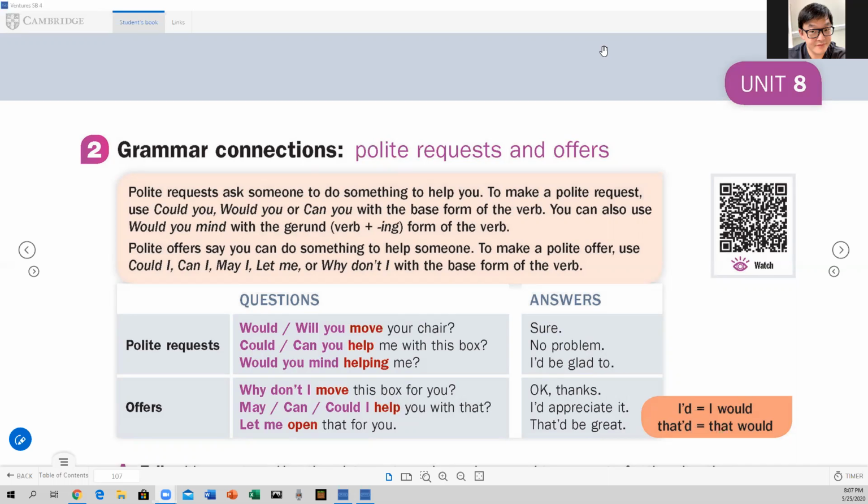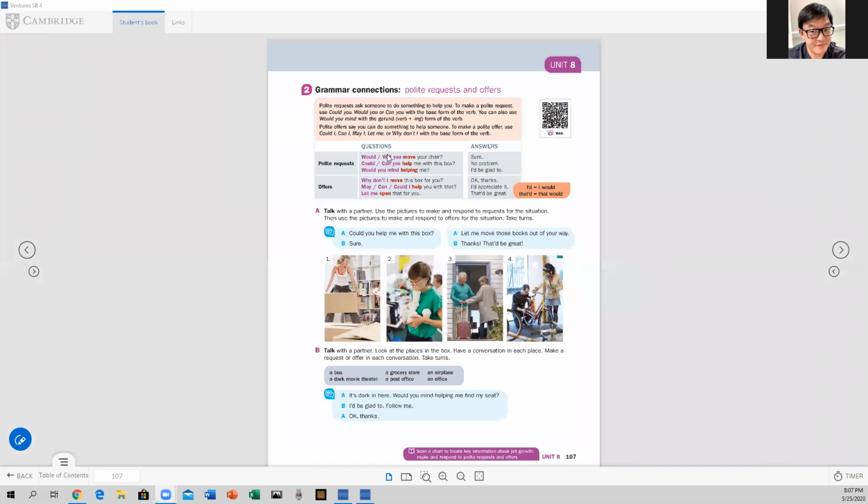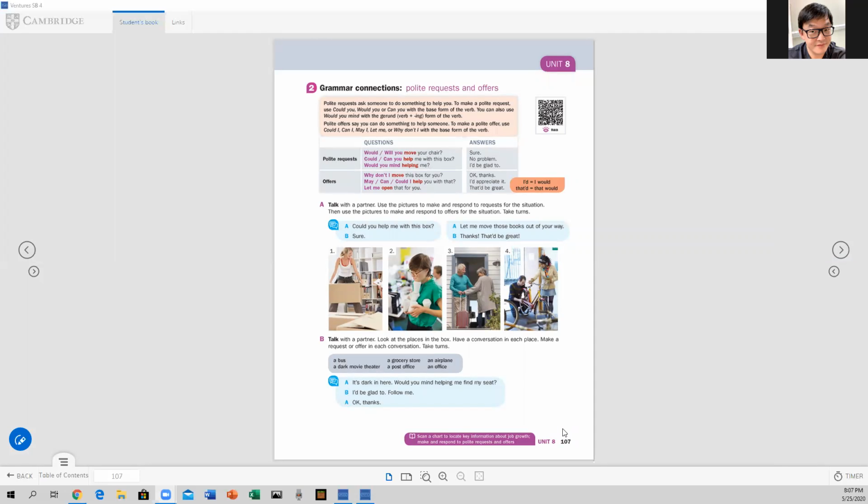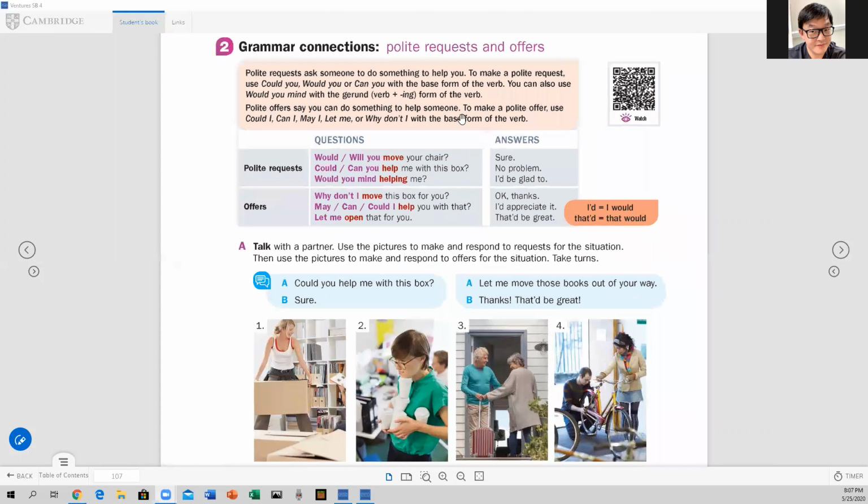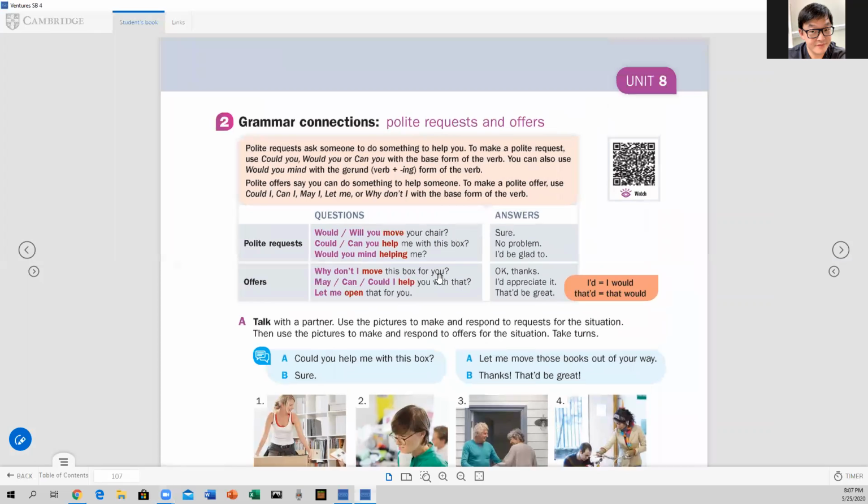But anyways, this week we are going to finish Unit 8, and I'm planning on reviewing some things or start to review, okay? But for now, let's go to your student book. Open your student book, and we are actually on page 107, okay? And let's focus on this grammar connection here, polite requests and offers.